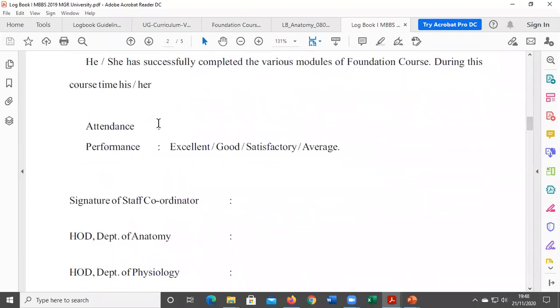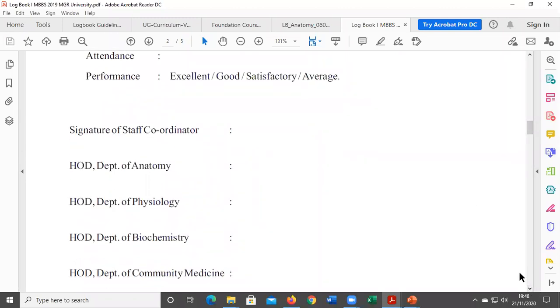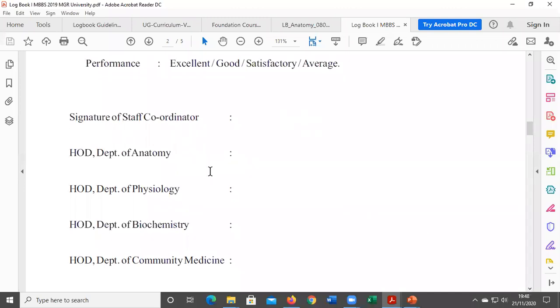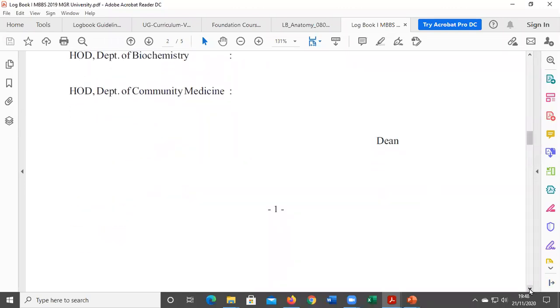Okay, then there is a place for writing attendance because as we know 75% attendance is mandatory for the foundation course, and then gradation of performance in the foundation course: excellent, good, satisfactory or average. And of course there is no option of below average or poor. So we are assuming everybody has to be average, satisfactory, good and excellent, that's for sure. Then the staff coordinator, HOD anatomy, community member, all 4 concerned HODs, and then there's a dean signature here.